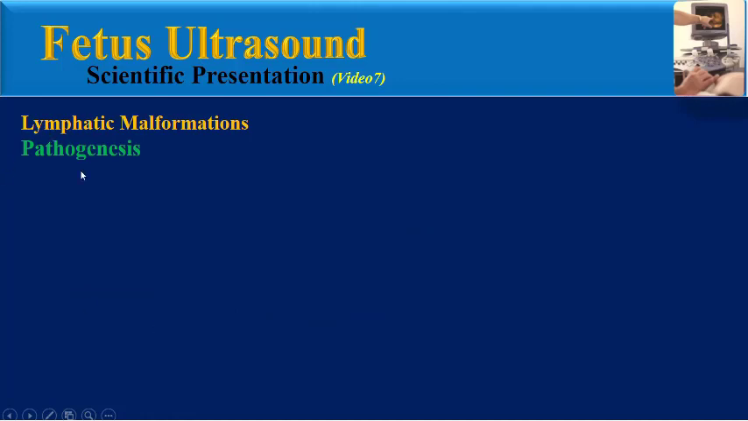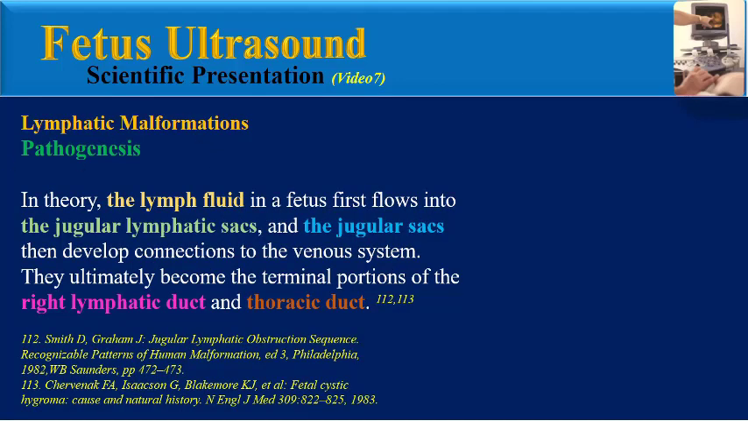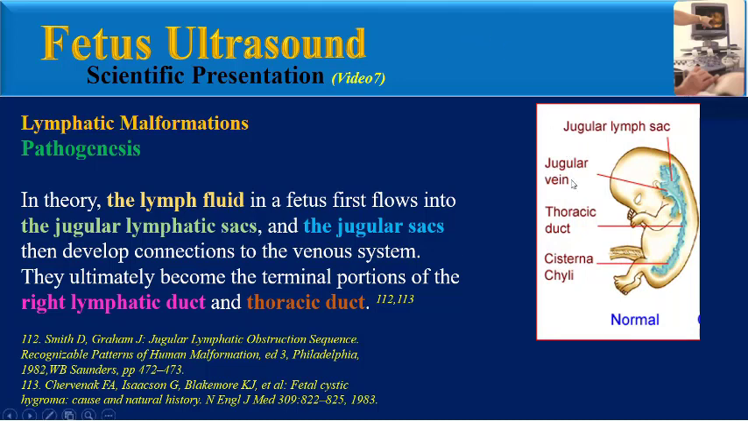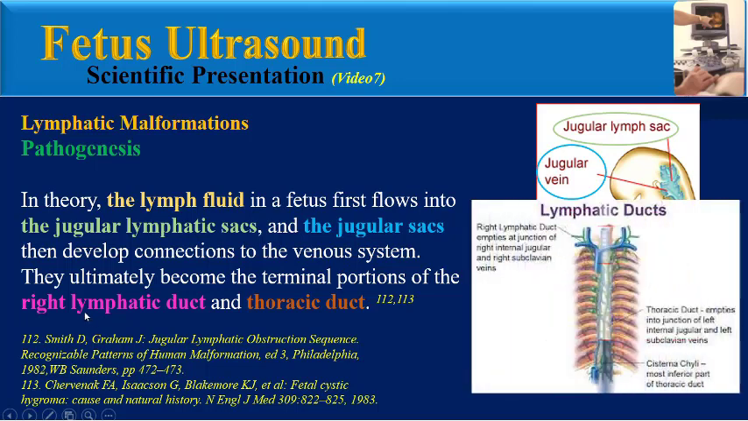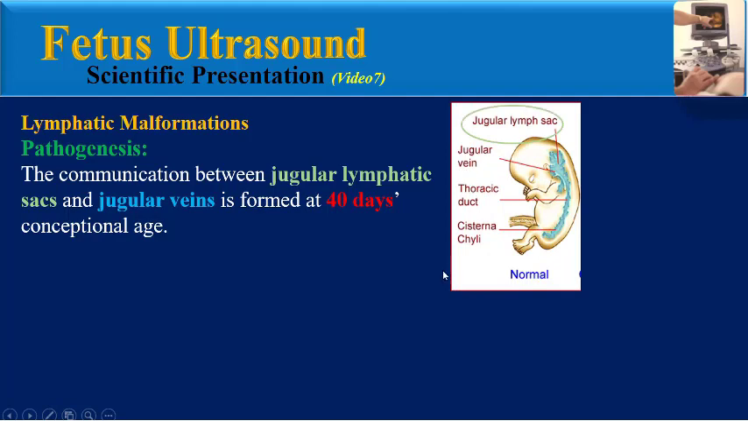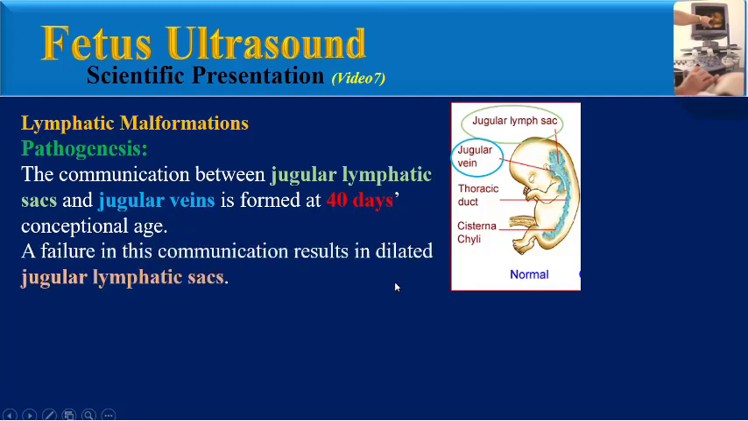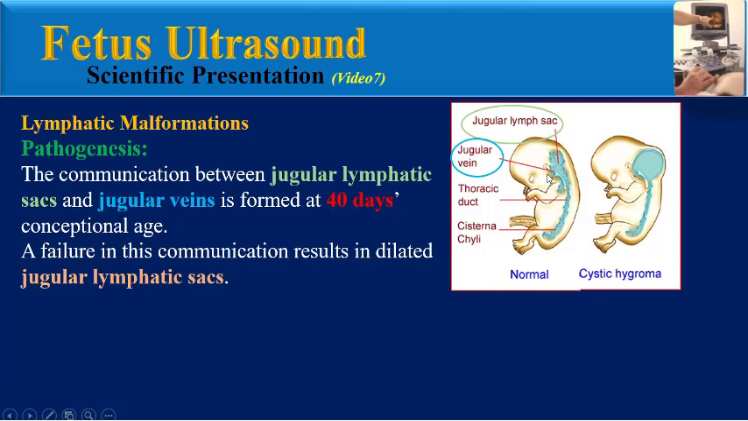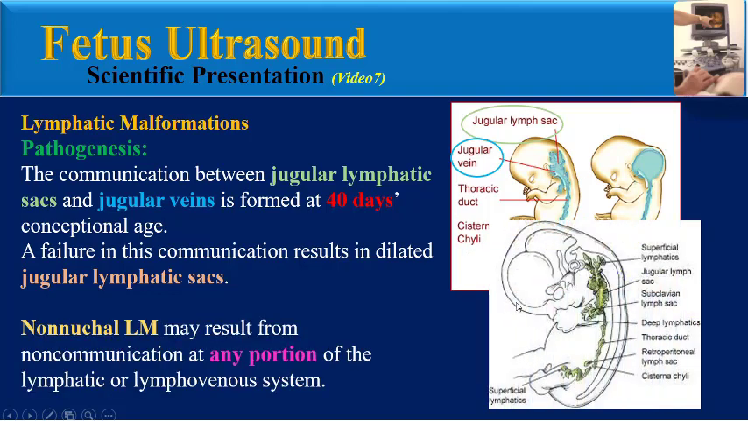What is the pathogenesis for these malformations? In theory, the lymphatic fluid in a fetus first flows into jugular lymphatic sacs, and the jugular sacs then develop connections to the venous system. They ultimately become the terminal portions of the right lymphatic duct and thoracic duct. The communication between jugular lymphatic sacs and jugular veins is formed at 14 days conceptional age. A failure in this communication results in dilated jugular lymphatic sacs. Non-nuchal lymphatic malformation may result from non-communication at any portion of the lymphatic or lymphovenous system.